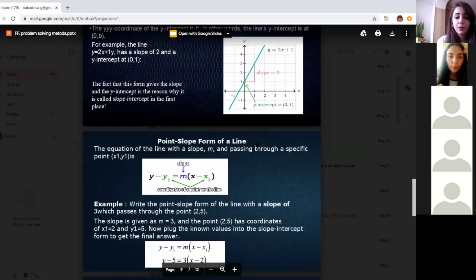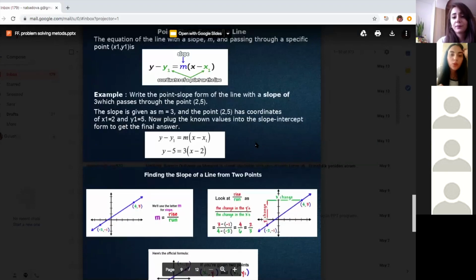Great. I think that's enough. The fact that this form gives the slope and y-intercept is the reason why it's called slope-intercept in the first place.